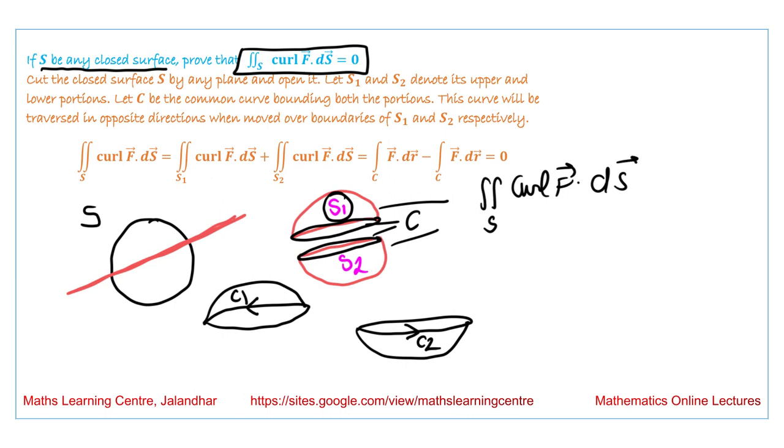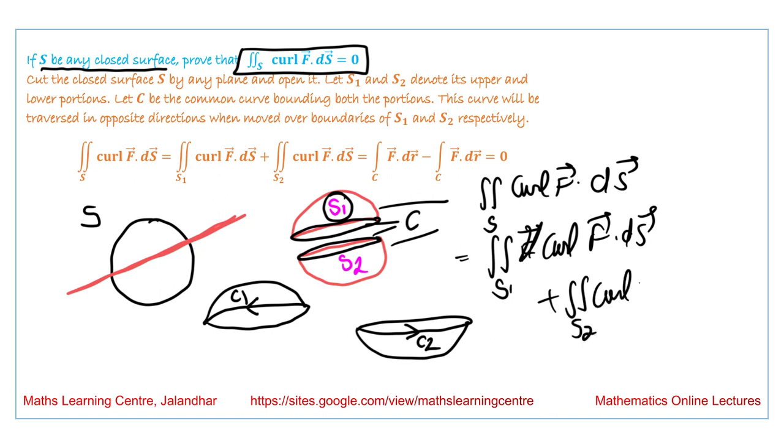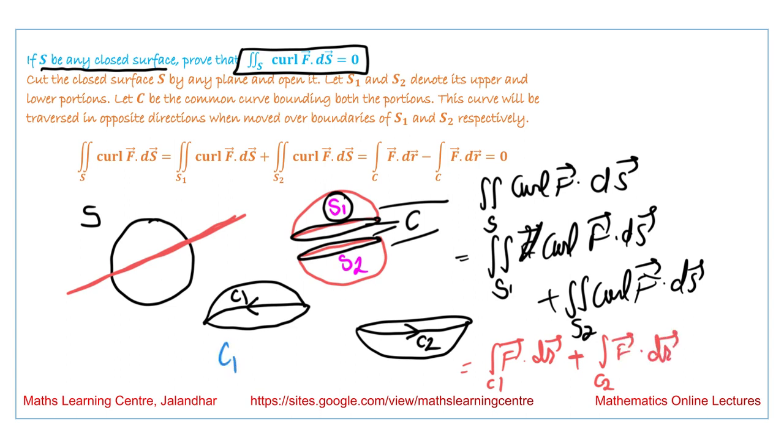that will be equal to the double integral over S1 of curl of f vector dot dS vector plus the double integral over S2 of curl of f vector dot dS vector, and these values are equal to the integration over C1 of f vector dot dr vector plus the integration over C2 of f vector dot dr vector. The curve C1 is equal to minus of curve C2, that is, their directions are opposite.